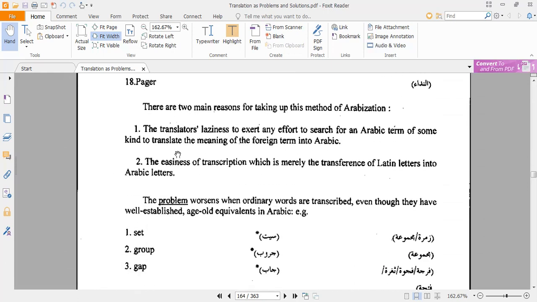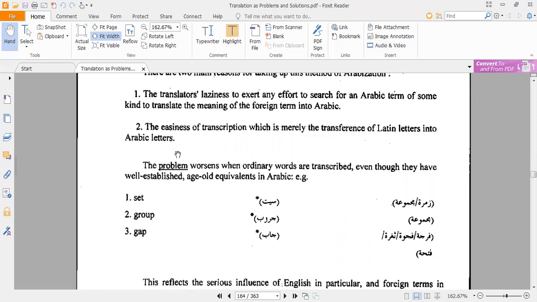Okay, and we have two main reasons for the overuse of Arabization, الاستخدام المفرط للأرابيزيشن في الترجمة. The first one is the translators' laziness. They don't want to exert a lot of effort in researching and looking for equivalent terms for the English lexemes. The second reason is that it is the easiest technique.